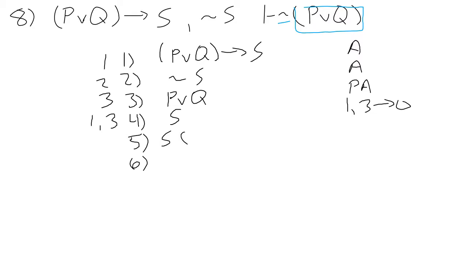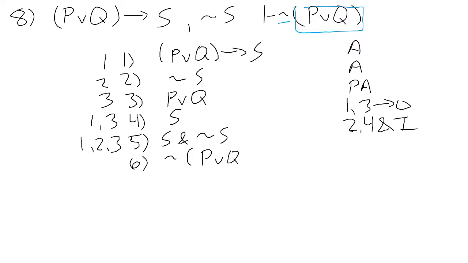Now I've got S and not S. So that's 2 and 4, ampersand in. Let's do 1, 2, and 3. And now I've got a contradiction. I've got it depending upon my PA, so I can just tilde P or Q. 3 is my PA, 5 is my contradiction. I'm introducing a tilde, and so we do 3 and 5, tilde in, we remove the 3 at the end, so it's just 1 and 2.